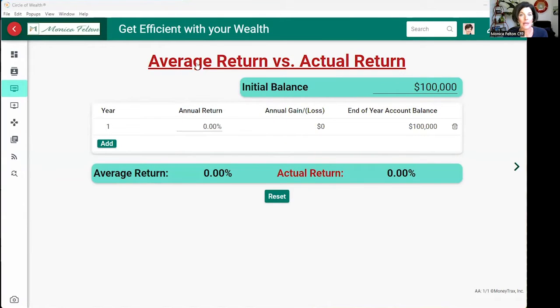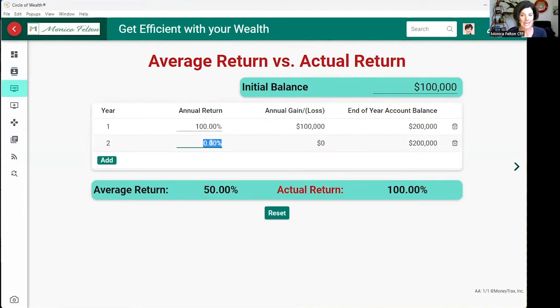Let's go ahead and compare average rate of return versus actual rate of return. Let's say I have $100,000 and my first year rate of return is 100%. Fantastic. I have a $100,000 gain and $200,000 in my account. But let's say the next year, sadly, the market drops 50%. Well, now my account value drops by 100,000. So my end of year balance is 100,000.